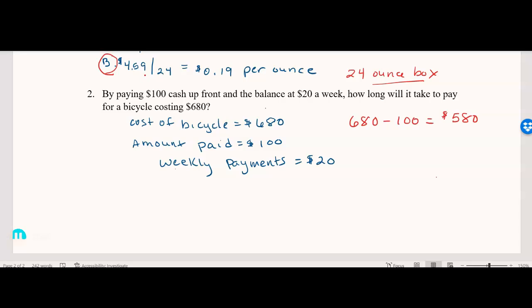Now, we also know that we're doing weekly payments of $20. So we're going to take the 580 and divide that by 20, because that's going to tell us how many weeks. And if we're rounding to the nearest week, it should take about 29 weeks to pay off the bike, which is just over 6 months. And that is it for this section, your last section of the critical thinking chapter.